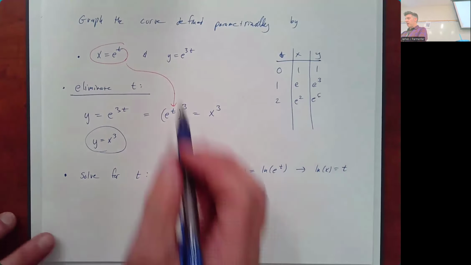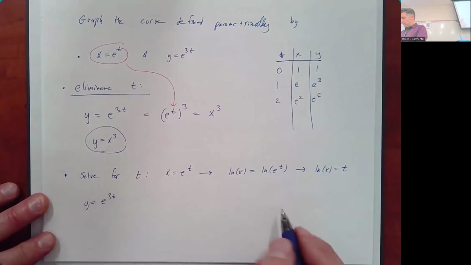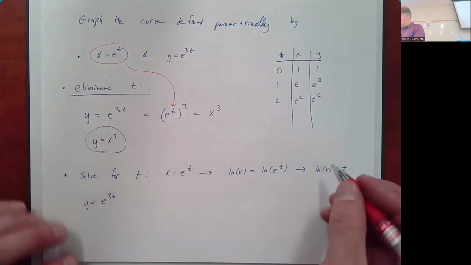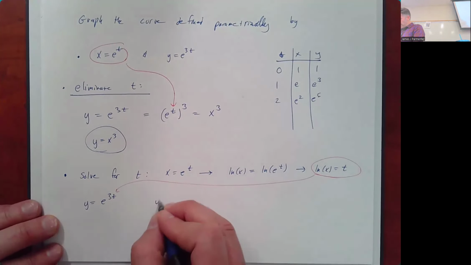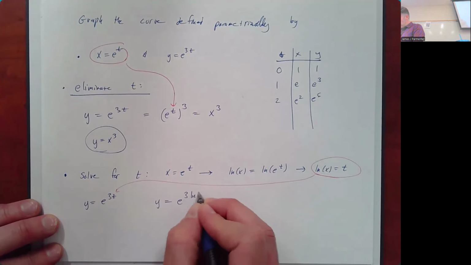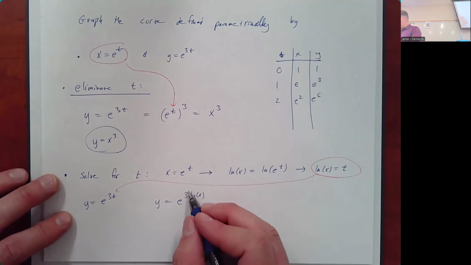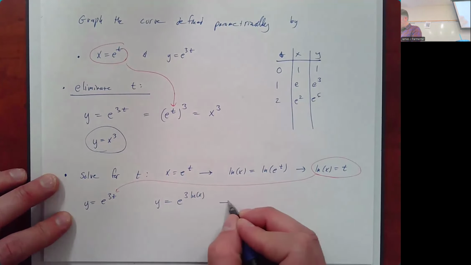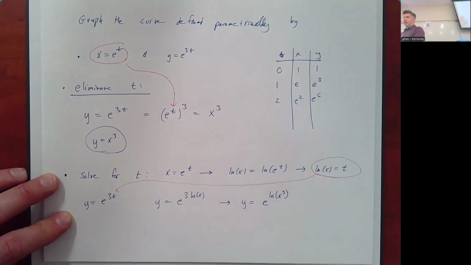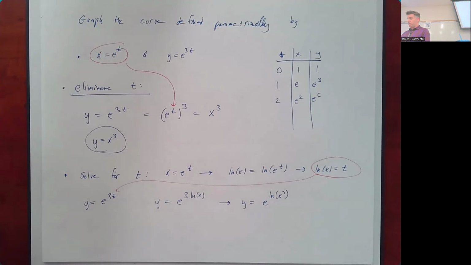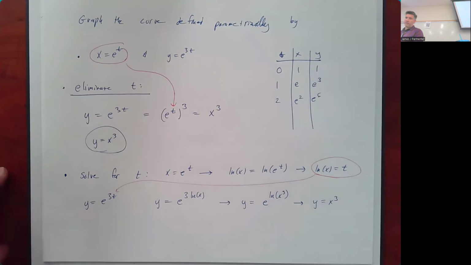And then I can take the other equation, y equals e to the 3t, and replace the t with natural log of x. So that then y is equal to e to the 3 natural log of x. Now we do have to be able to simplify this to make it look reasonable. That 3 gets to come up as the power. So I can write this as y equal to e to the natural log of x cubed. And then e to the something and the natural log of something undo each other, and we just get y equal to x cubed, which is perfectly fine.